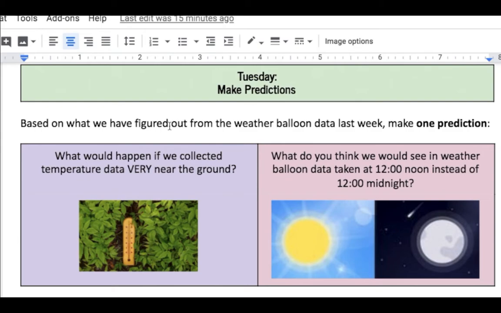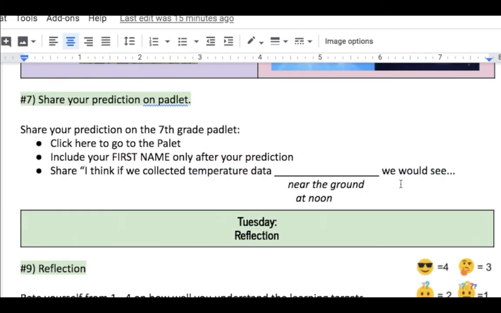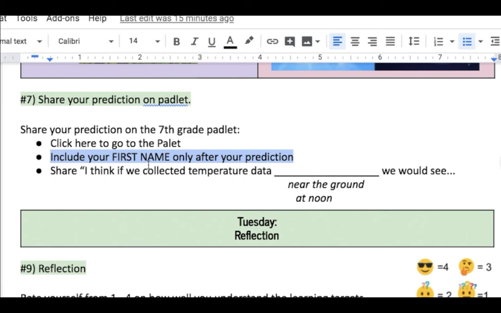What do you think would happen if we collected temperature data very near the ground, like we put the thermometer on the ground? Or what do you think would happen if we looked at weather balloon data taken at noon instead of midnight? Remember, all of our weather balloon data was from midnight when the sun wasn't out. Share your prediction on Padlet and include your first name in your prediction. Please don't include your last name to be safe online, but we want to know who's predicting what.